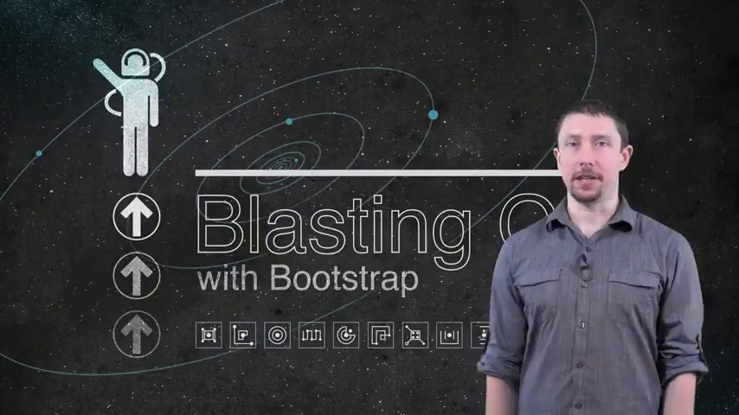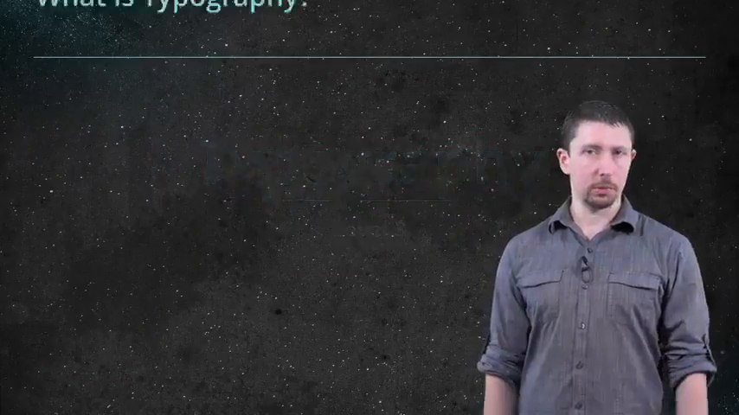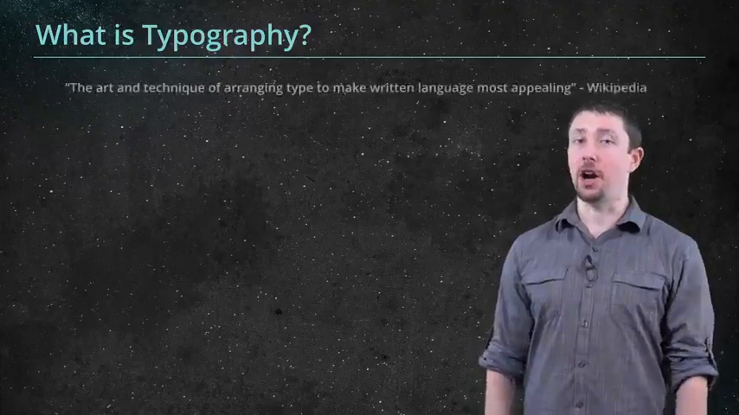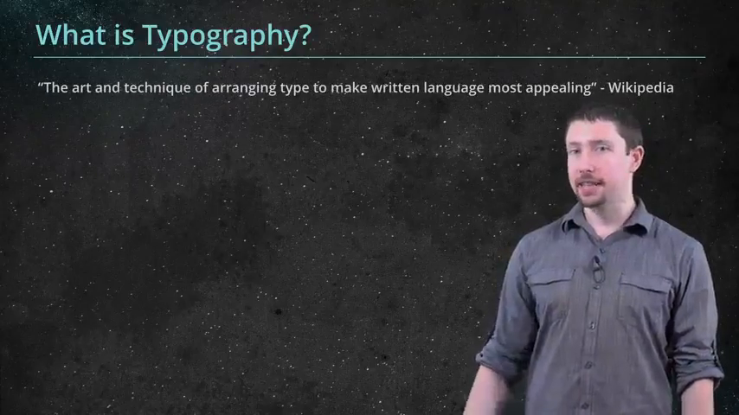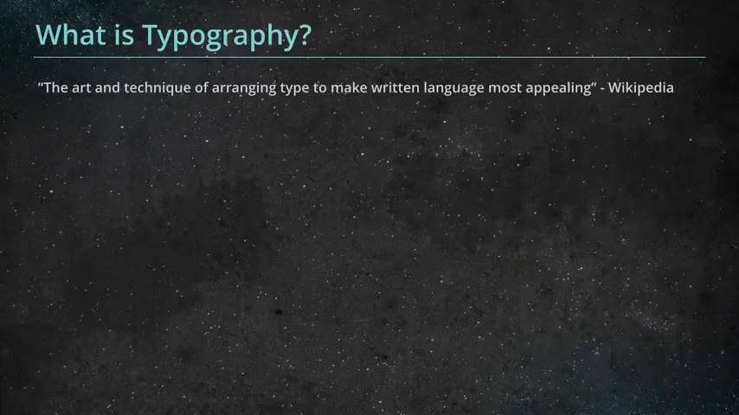Welcome back to Blasting Off with Bootstrap. This is level 3, Typography. So what exactly is typography? Well, Wikipedia defines it as the art and technique of arranging text on the page to make it the most appealing. In the web world, when we talk about typography, we're generally concerned with fonts, including what font, the size, the position, color, and how to make them work together.